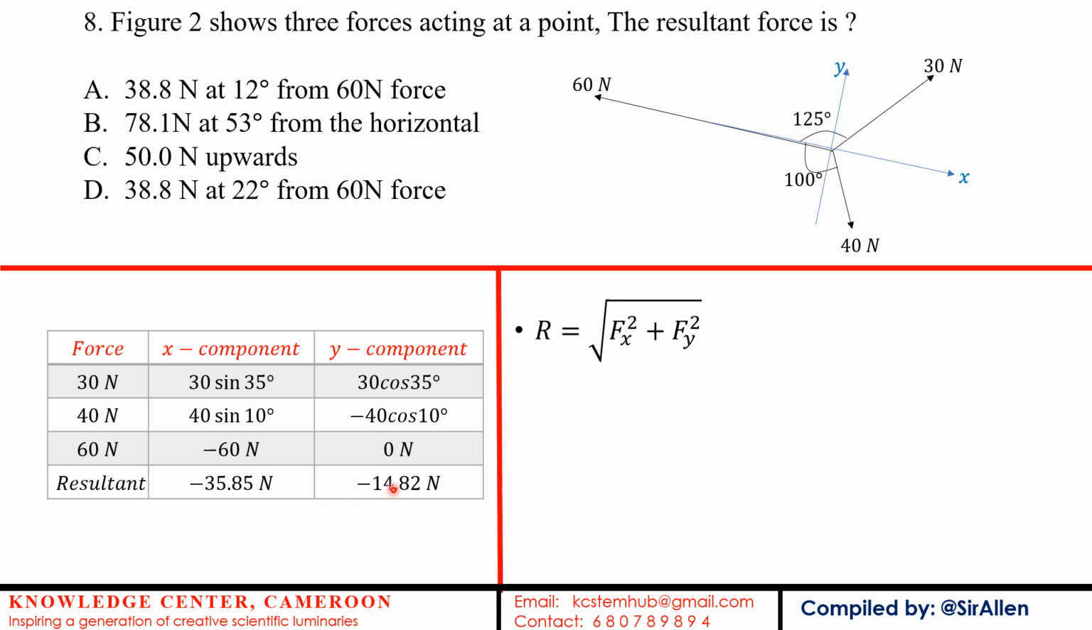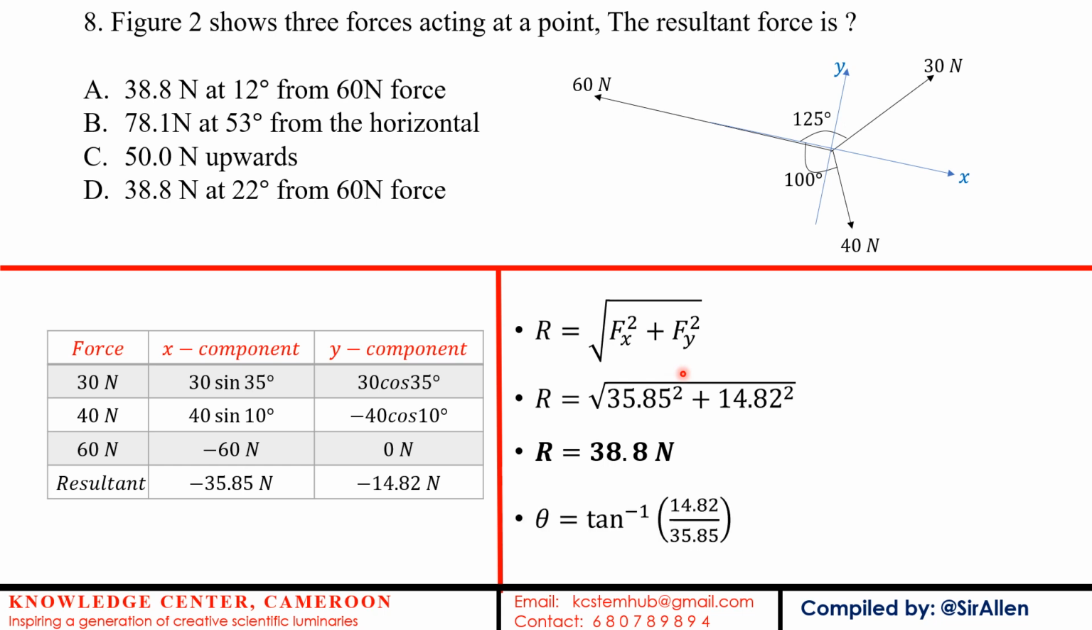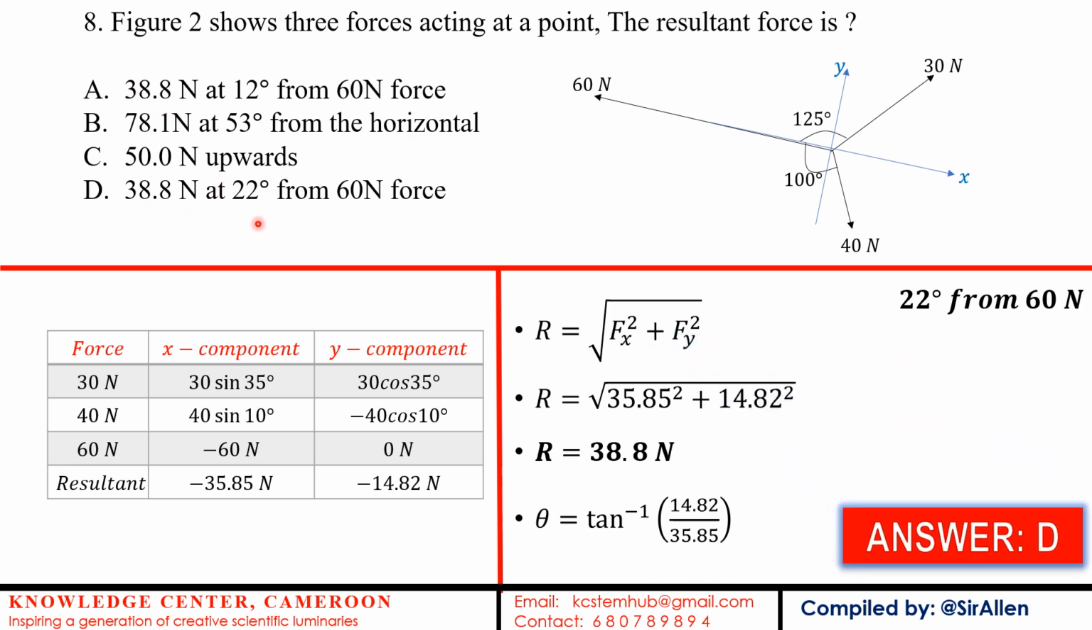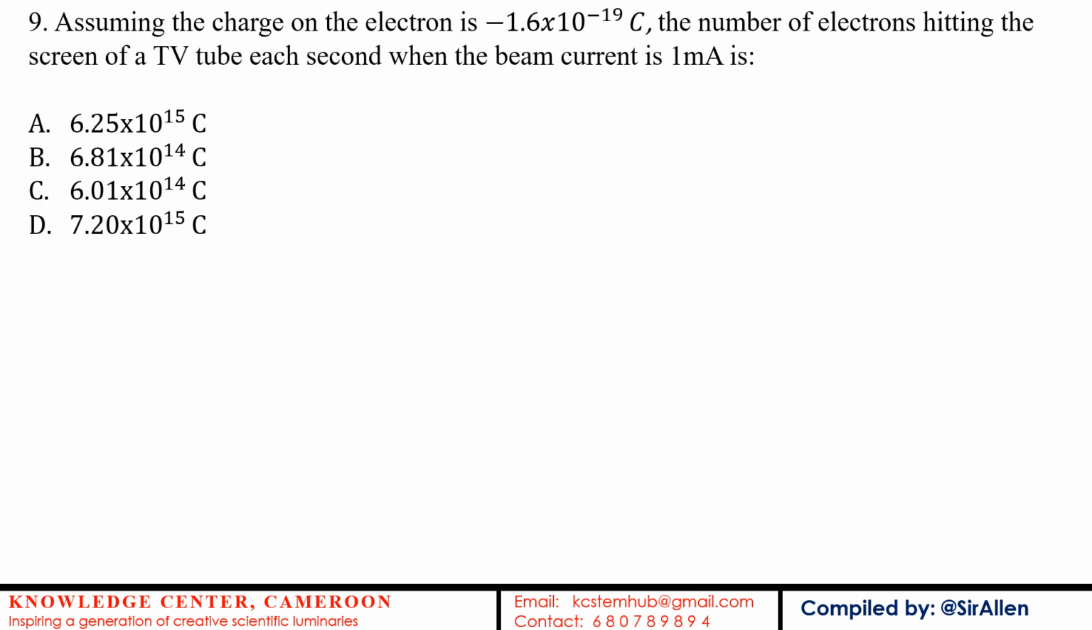Now we can go over and say the resultant force is of course the square root of the y and x components squared and added. So you get that, and then you get the result as 38.8, and then you get the angle, which is tan inverse of the vertical over horizontal, and that gives you 22 degrees from the 60 Newton force. So you notice that our answer has to be D here, 38.8, 22 degrees from 60.